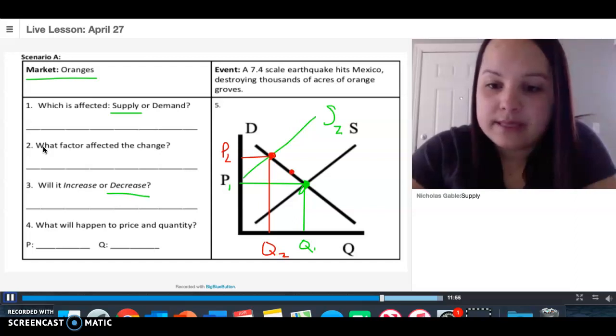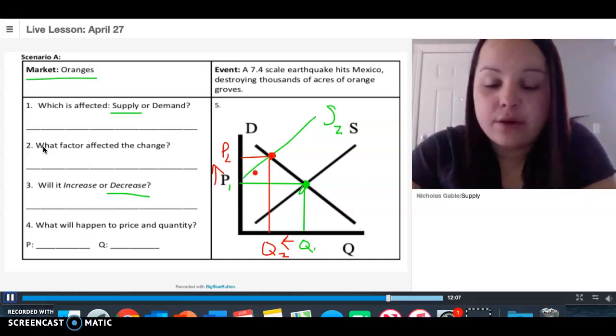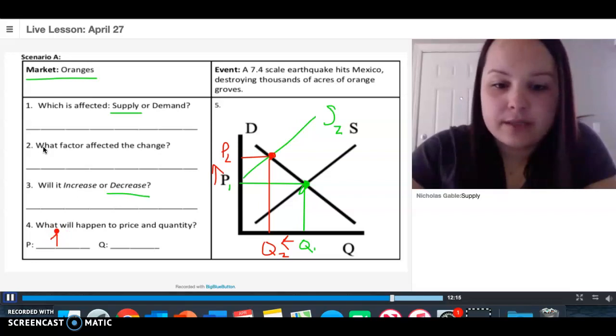So for this instance, as the supply decreased, the price went up and the quantity went down. The quantity moved from Q1 to Q2, showing a decrease. So for number 4, you can say increase, decrease, up, down, that's fine, but you could just use arrows too. So for number 4, the price would increase and the quantity of those oranges would decrease.